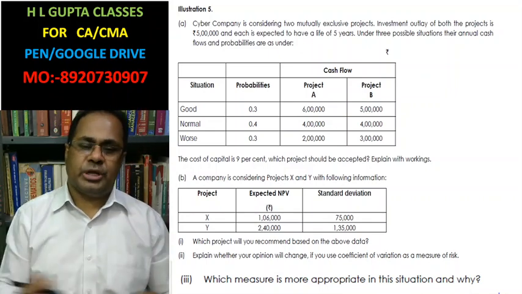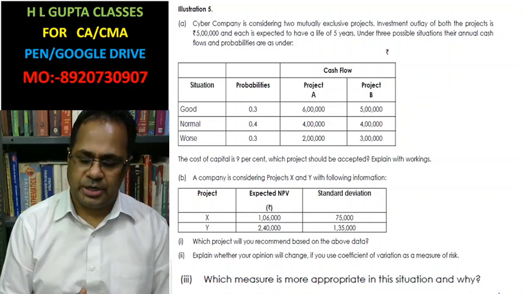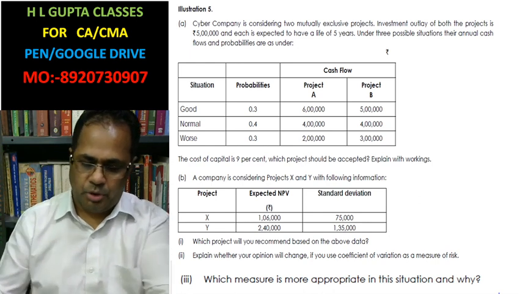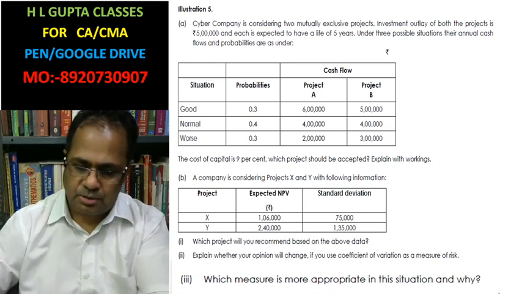Hello friends, I am going to discuss illustration number 5 of risk uncertainty, CMA Final SFM. Okay, please let us start the questions here.